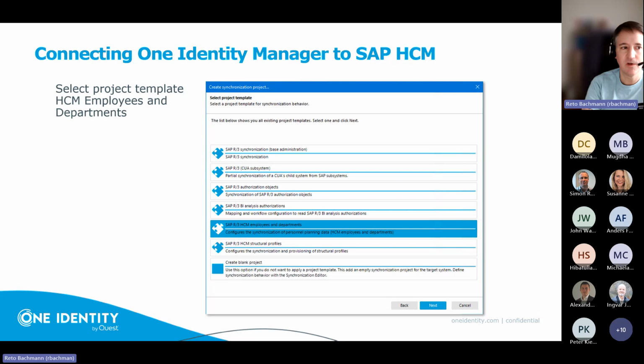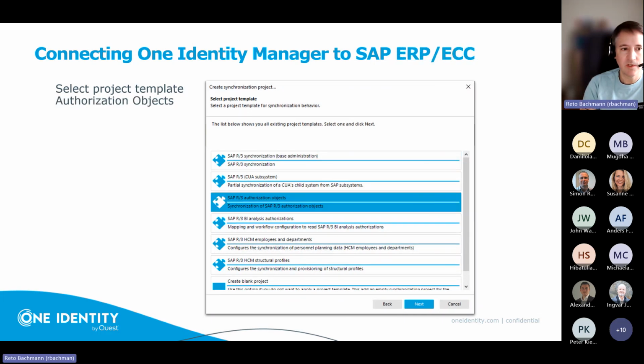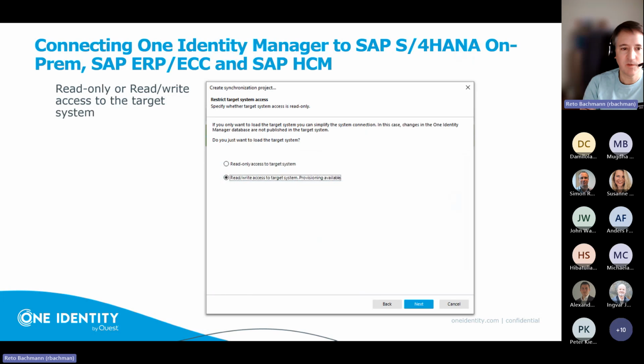So the different types here you can choose for the identities and departments. You have to choose this HCM employee and department sync project template. So base systems, I mentioned authorization objects. So these are the different types in the end.